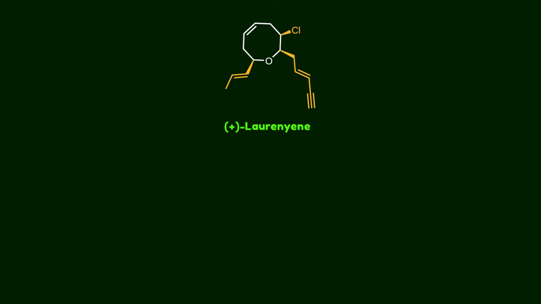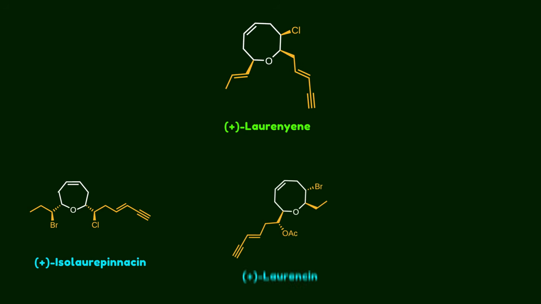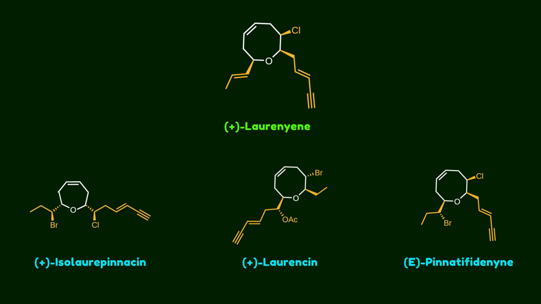This compound was first isolated from algae species widely distributed in tropical waters. Here you can see some of the secondary metabolites of these species. All of them have cyclic ethers of similar medium ring size.